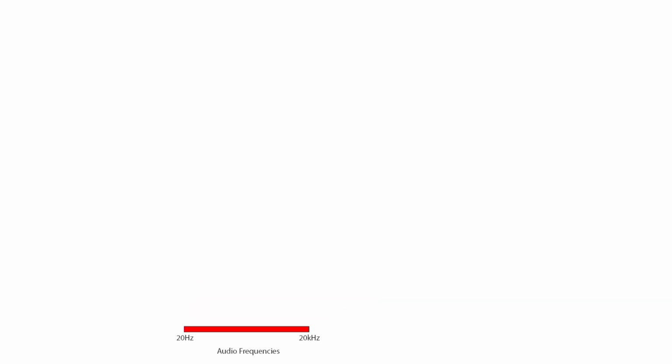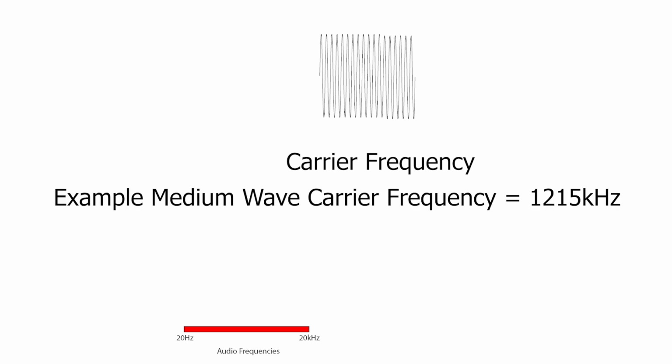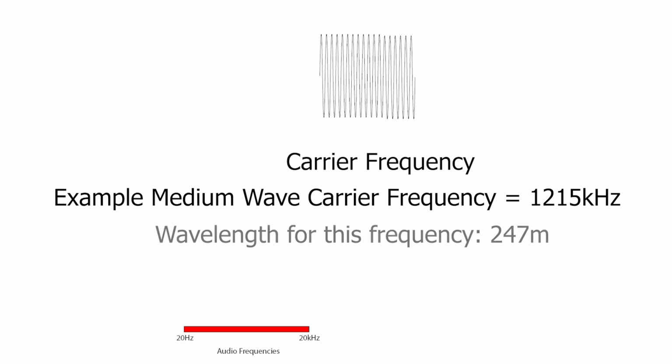The solution to both these problems is to generate something called a carrier frequency. This is a sine wave at a much higher frequency. For example, a typical frequency used by an AM radio station in the UK would be 1215 kilohertz. That's well above the audio frequency range, which extends to only 20 kilohertz, and it also has a much shorter wavelength.